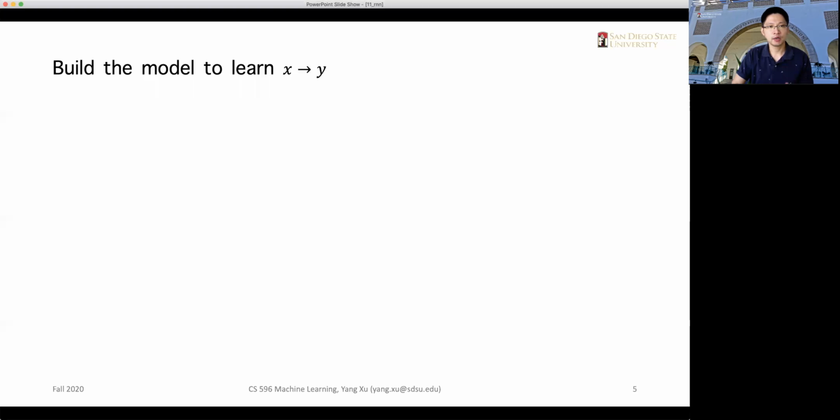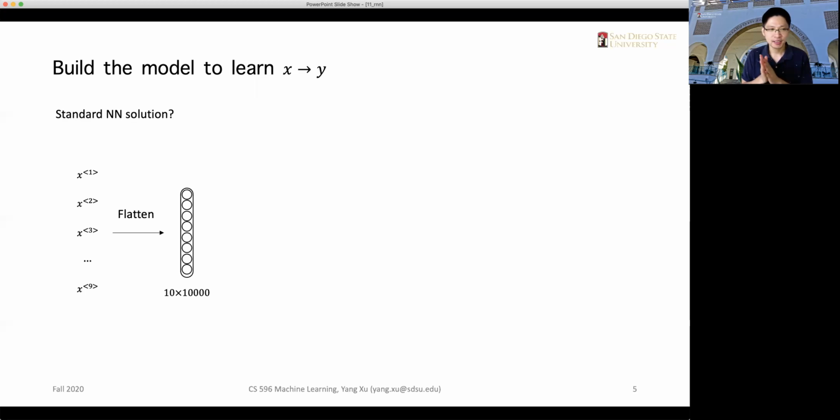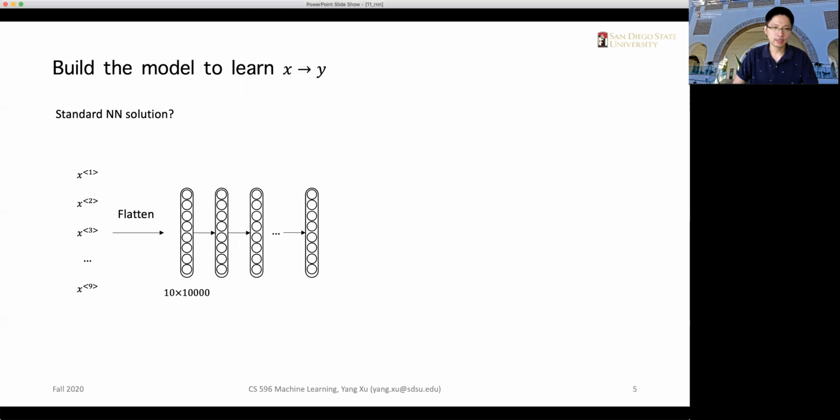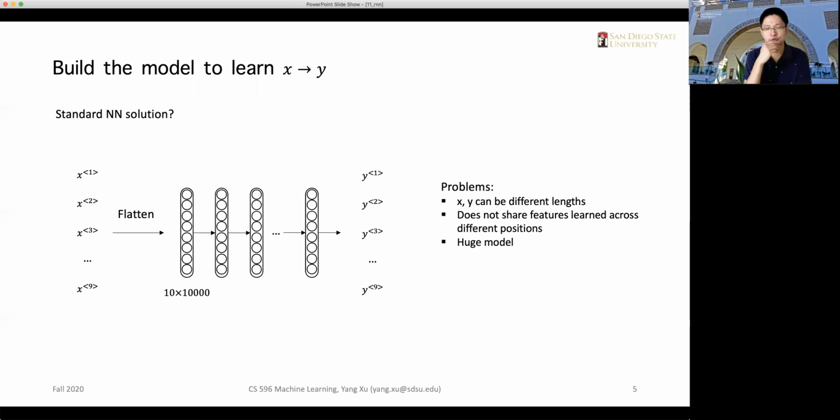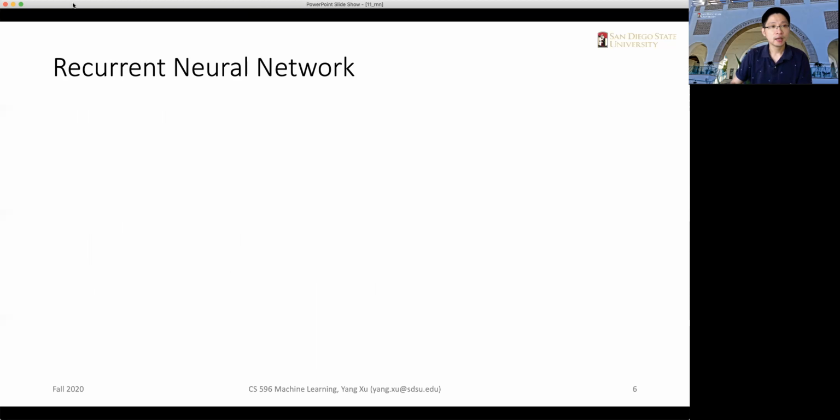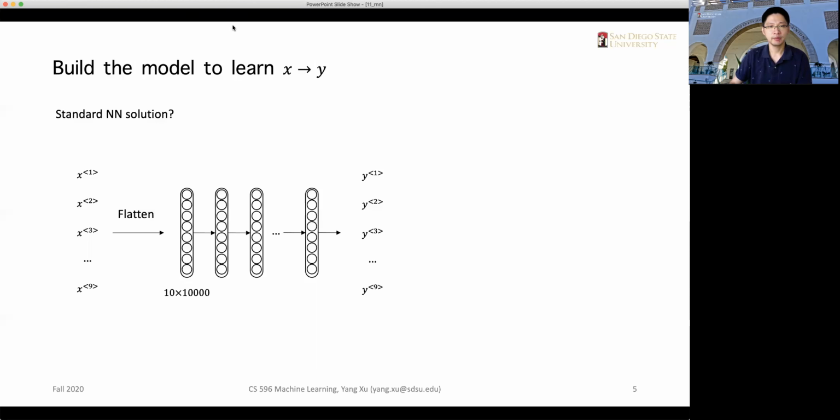And then let's now look at how the model is built to learn the mapping relationship between X and Y. A typical regular neural network or standard neural network solution is that, given that 9 words, we can flatten them into a very long vector, and then connect the inputs into some fully connected neural network with multiple layers, and then we try to generate some outputs, maybe with a softmax layer that has 9 outputs.